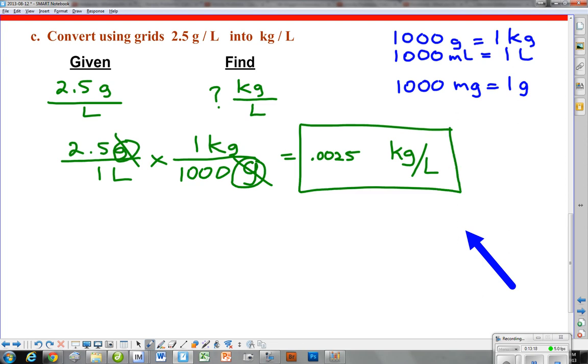We could go a little faster this time because you kind of have the basics now. Remember that the decimal starts here and moves 3 to the left because there's 3 zeros in 1,000. And that tells you when the thousand's on the bottom that the decimal is moving to the left. If the 1,000 were on the top, then we would move the decimal to the right.